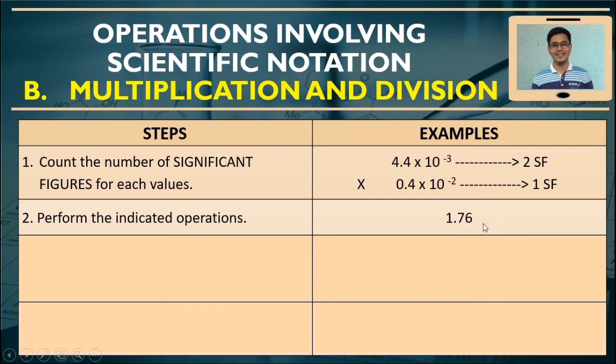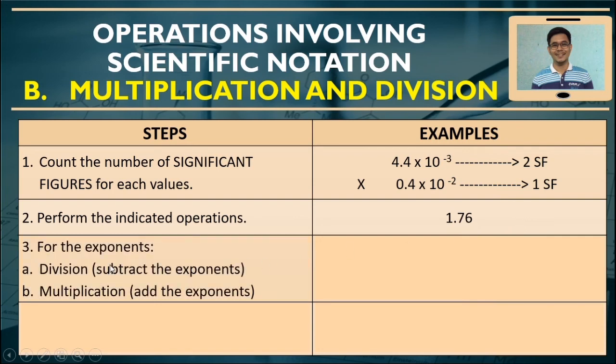And then what will we do now with our exponents and notation? So here in step number 3, for the exponent, you are going to subtract the exponents if the operation is division, and you need to add the exponents if the operation is multiplication. And here in our example, our operation is multiplication, so therefore you are going to add the exponents. So just add -3 plus -2 and it will give you the sum -5.